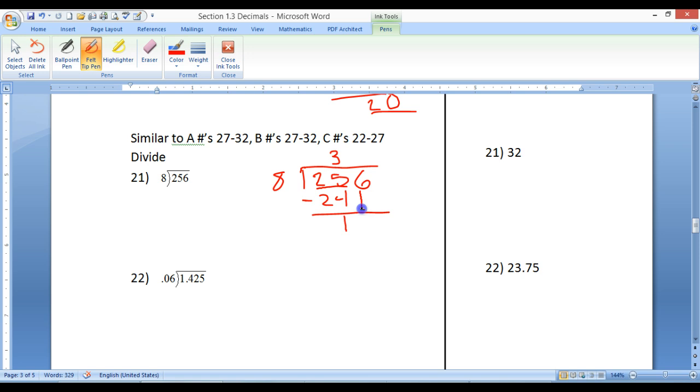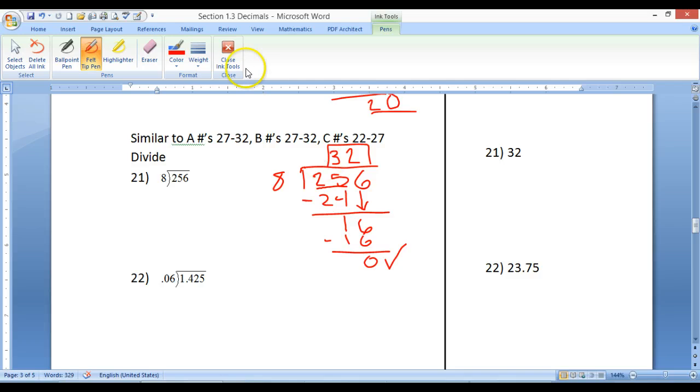Bring the next number down. We have 6. Now we look at 8 going into 16. Oh, that's nice. That's nice and even. And the answer's 2. And I make sure that goes directly above the last number I was working with. Then I do 2 times 8, which is 16, and subtract, which is 0. That means I'm done. So the answer is 32. There we go. Okay, let's move to another one.